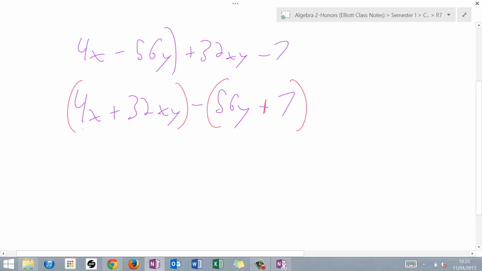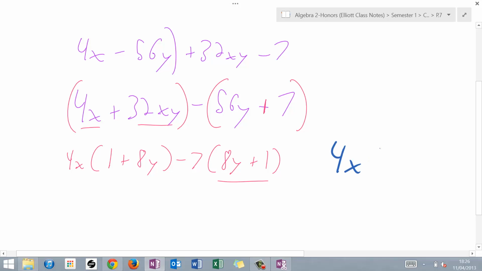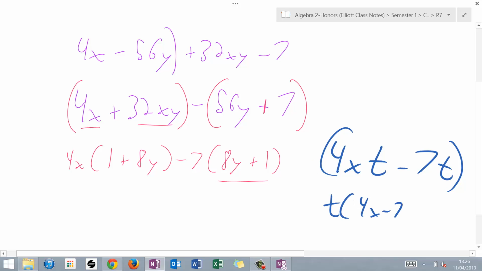I'm going to continue and take out a 4x from these, so I end up with 1 plus 8y, and I'm going to take out a 7 from this, and I'm going to end up with 8y plus 1. Look, these are now the same. But what I want you to realize is that this is really 4xt minus 7t. But instead of t, we would have this 8y plus 1 thing going on. And if I took this and pulled out a t, I'd end up with 4x minus 7.